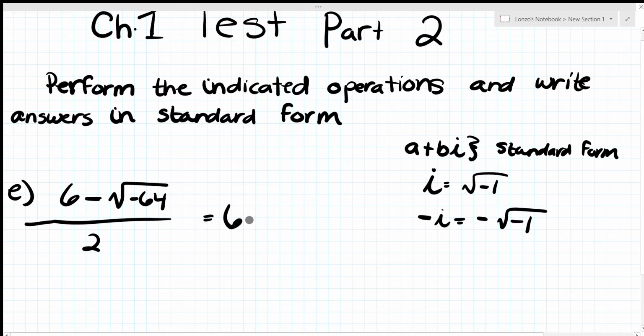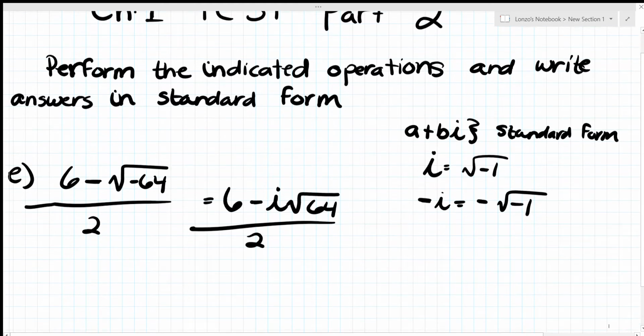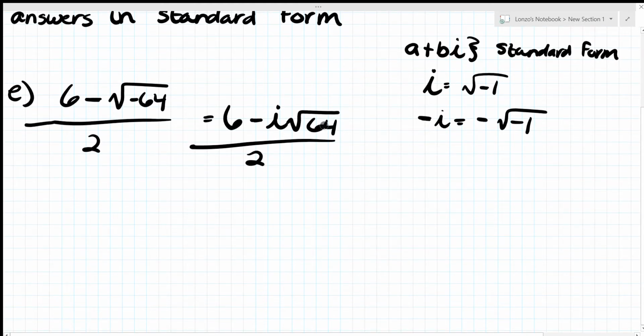I could say 6 minus, we can't have that negative, so what you do is factor out an imaginary number, or an i, and then you're left with the square root of 64 over 2. Let's simplify this even more. So let's fix the numerator. The square root of 64 is 8, and then you have it times i, so it's going to be 6 minus 8i, right? Because this is multiplication, over 2.